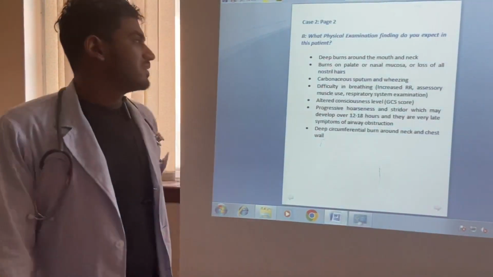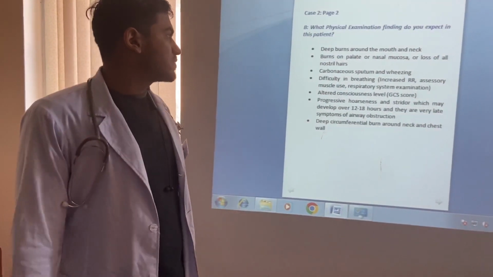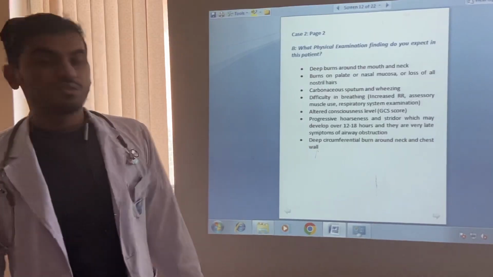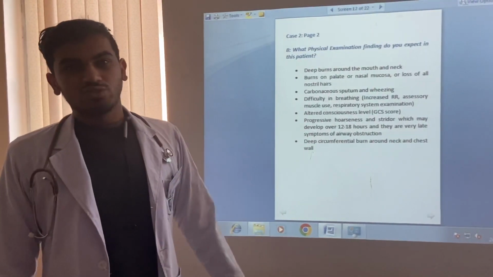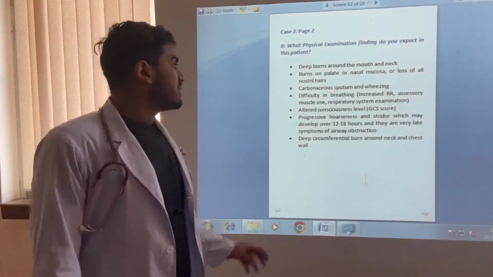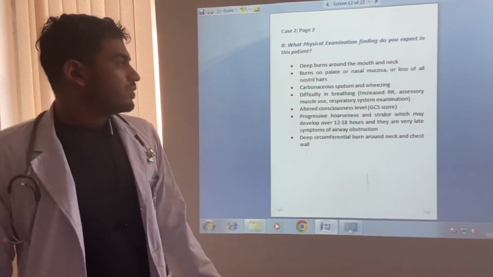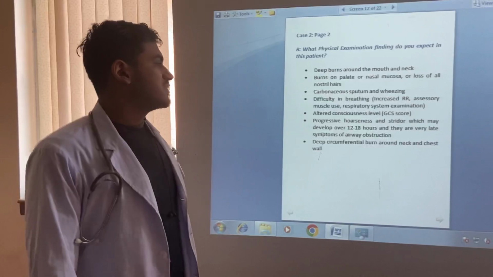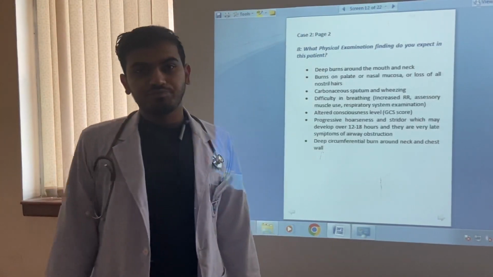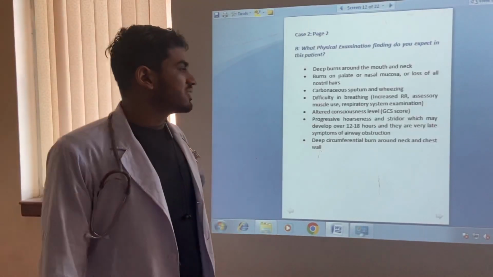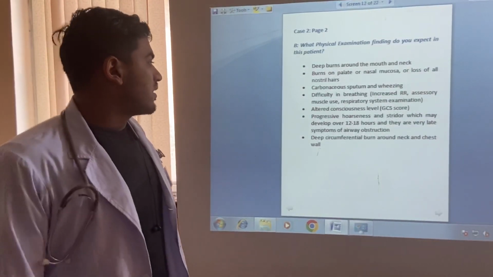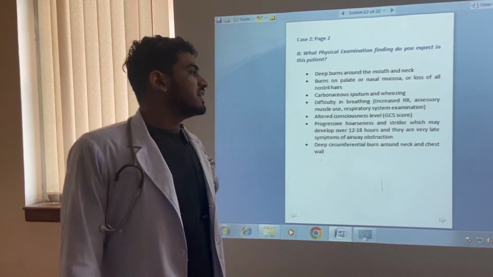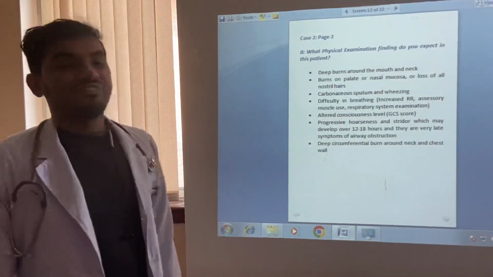So there is burn in the neck and the face, so deep burn around the mouth and the neck can be found. Burn on palate or nasal mucosa or loss of all nostril hairs suggests the inhalational injury. And the carbonaceous sputum and wheezing also suggest the inhalational injury. And difficulty in breathing, increased respiratory rate, accessory muscle use, and the respiratory system examination can also be there. And the altered conscious level, GCS score is altered, and the progressive hoarseness and stridor which may develop over 12 to 18 hours, and they are very late symptoms of airway obstruction.